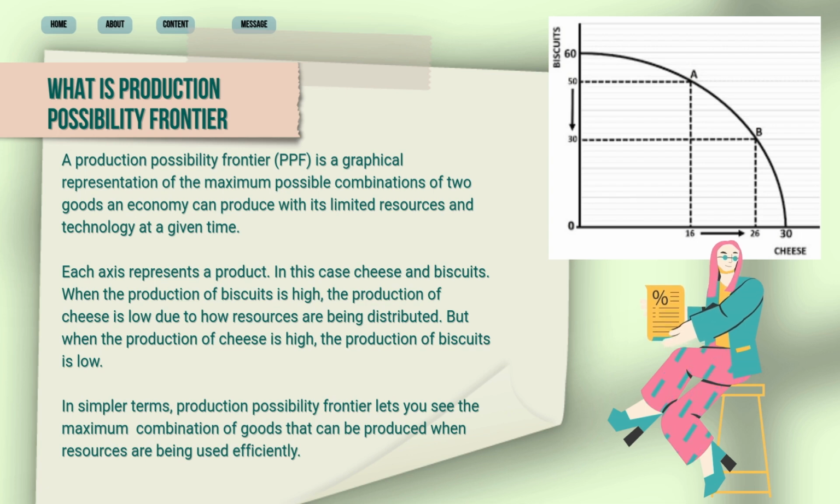When the production of biscuits is high, the production of cheese is low, due to how resources are being distributed. But when the production of cheese is high, the production of biscuits is low. In simpler terms, the production possibility frontier lets you see the maximum combinations of goods that can be produced when resources are being used efficiently.